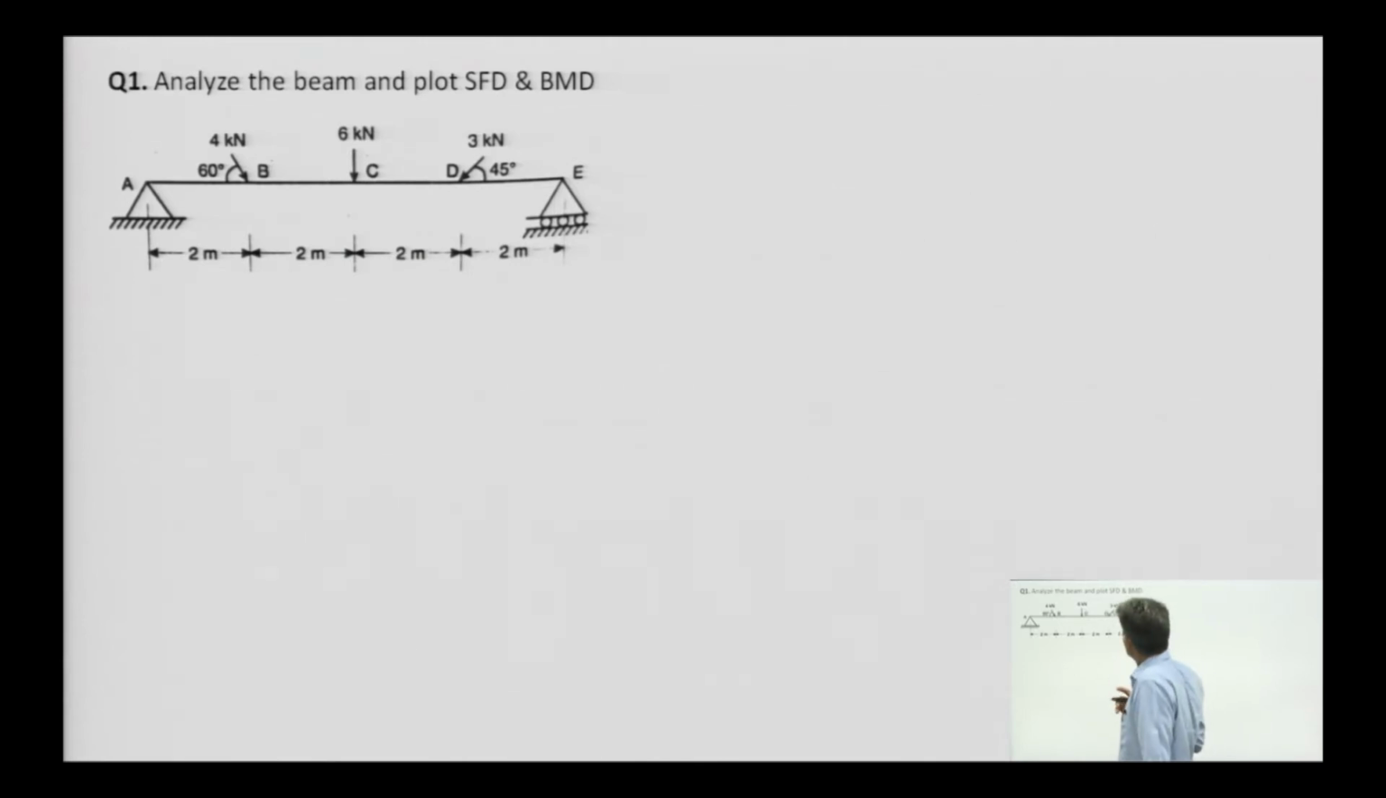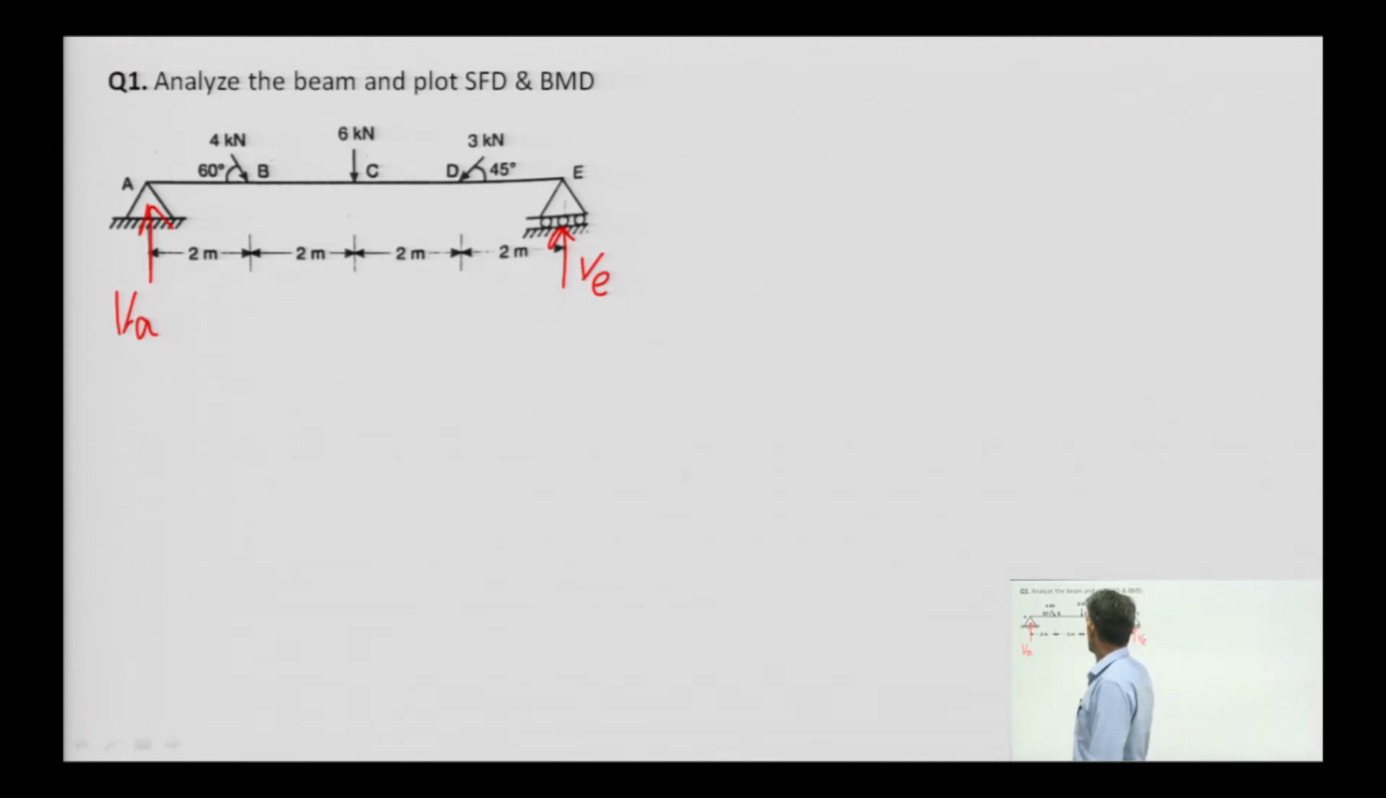So, in this question a simply supported beam is given to us. It means there is a vertical reaction VA, and a vertical reaction at point E, VE. A, B, C, D, E: 5 points are here.